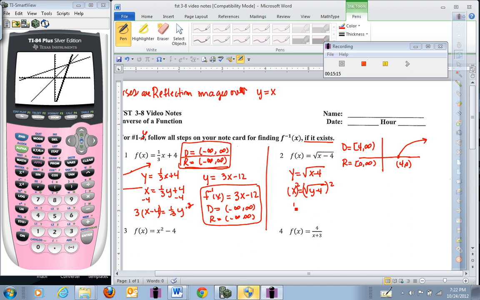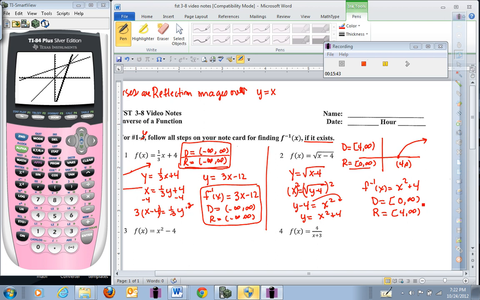So we wind up with y minus 4 equaling x squared, don't we? So that means y is equal to x squared plus 4. We're going to move this 4 over here. So that means f inverse of x is equal to x squared plus 4. The new domain is the old range. That would be 0 to infinity, the old range. The new range is the old domain, which is 4 to infinity.